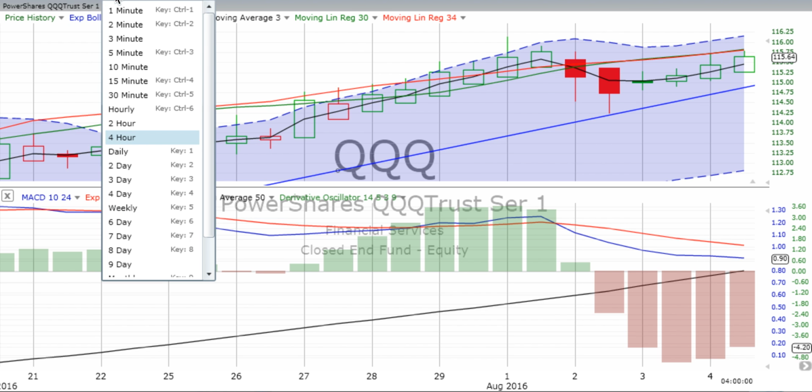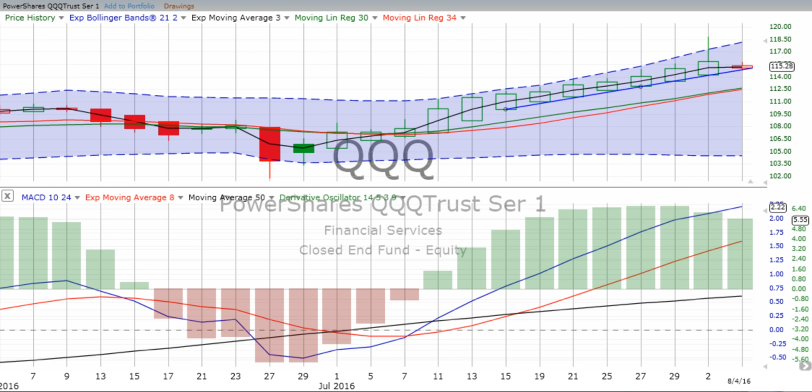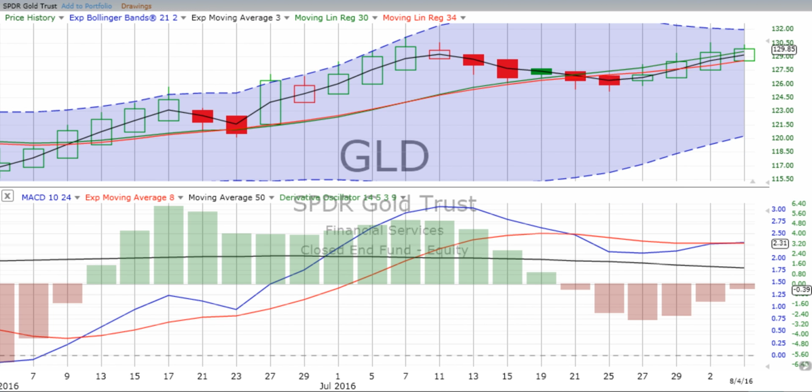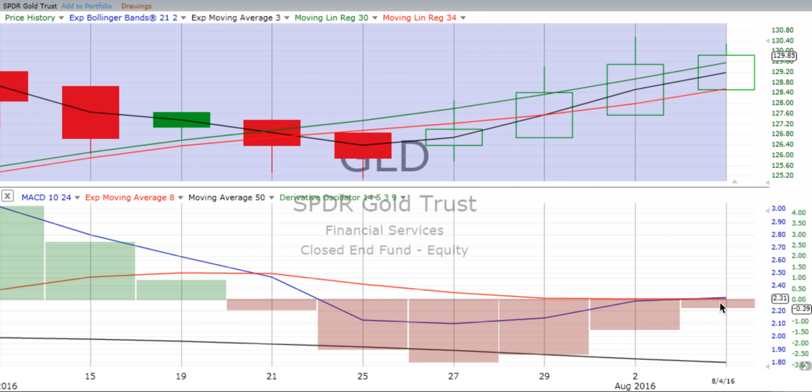Okay, lastly, we're going to go to the 2-day chart. We're going to take a look at gold. Gold is up 0.17% for the day. Gold is trying and looks like it succeeded in crossing over on the 2-day chart that ended on the 4th of August, but just barely.